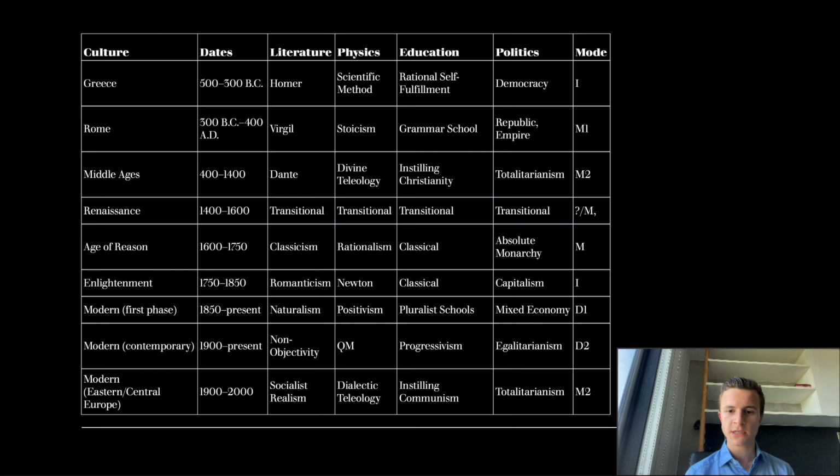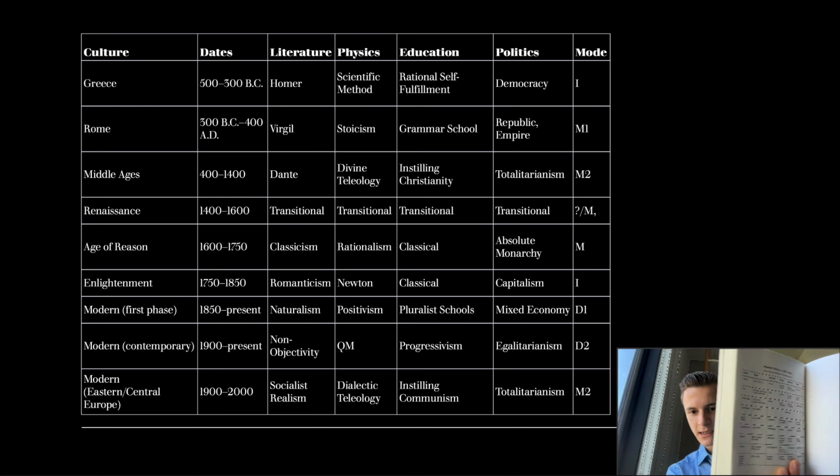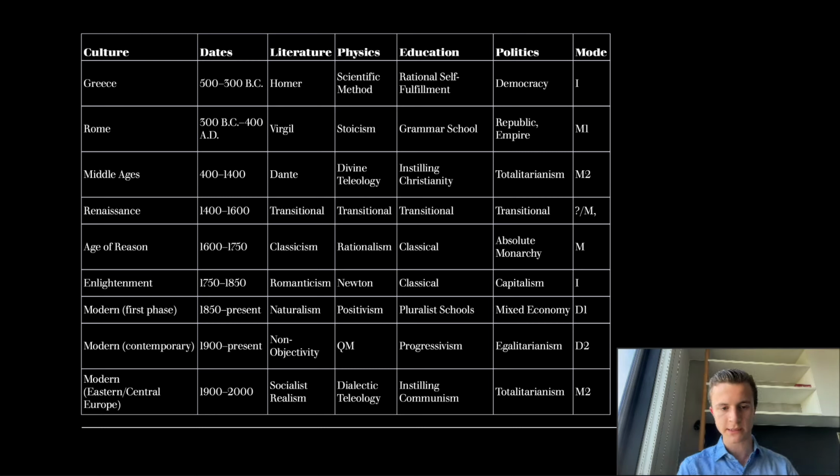Now, this is all quite complicated, so thankfully for us, Peikoff includes a graph at the back of the book, a chart like this, which I have transposed into digital form. There's the chart, and it's there. So it tells you which culture, which dates, what the literature was like, what the physics was like, what the education, the politics were like, and then the final mode. And you'll see the mode corresponds to all the fields.